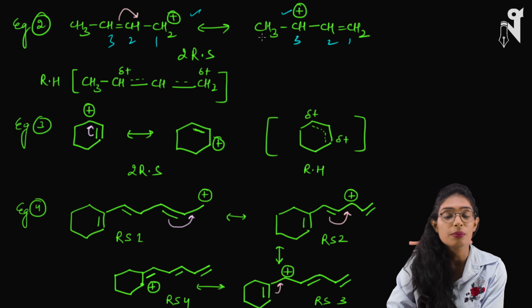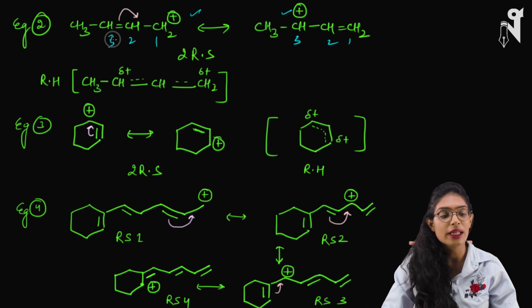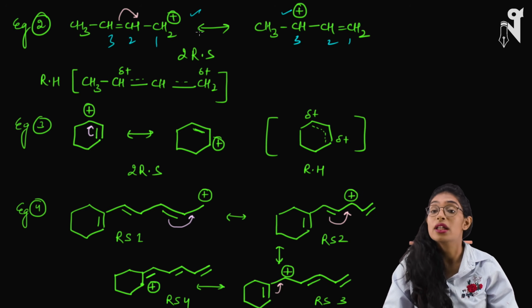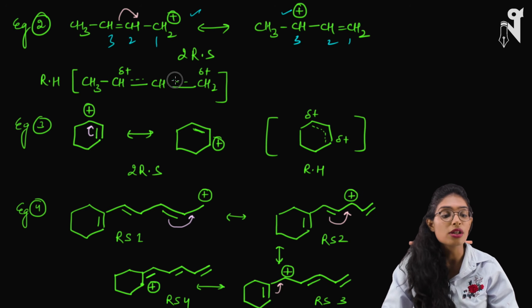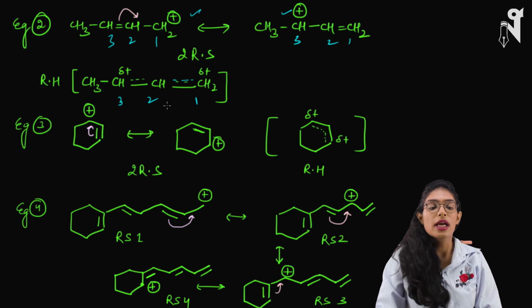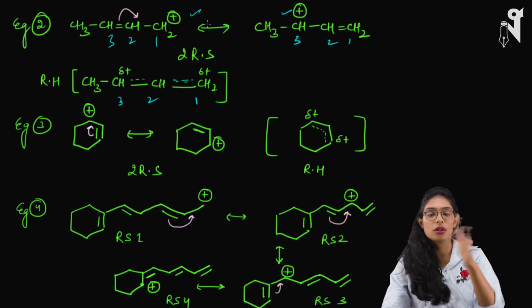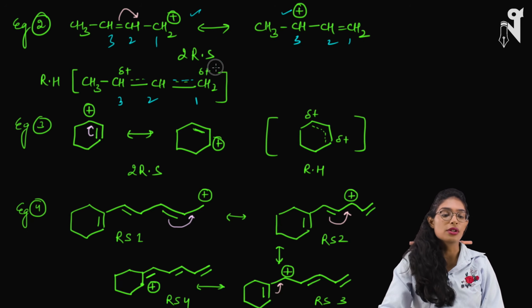I will write the sigma bonds as it is. So CH3, CH, CH, CH2, and because the double bond is between second and third in one form and first and second in another form, I'll show the partial bonding over here, partial bonding between third, second and first, and the plus charge is also not staying forever on first or third carbon, so it is changing from first to third, third to first, so it will be delta positive here and delta positive here. This is how we are going to form the resonance hybrid.